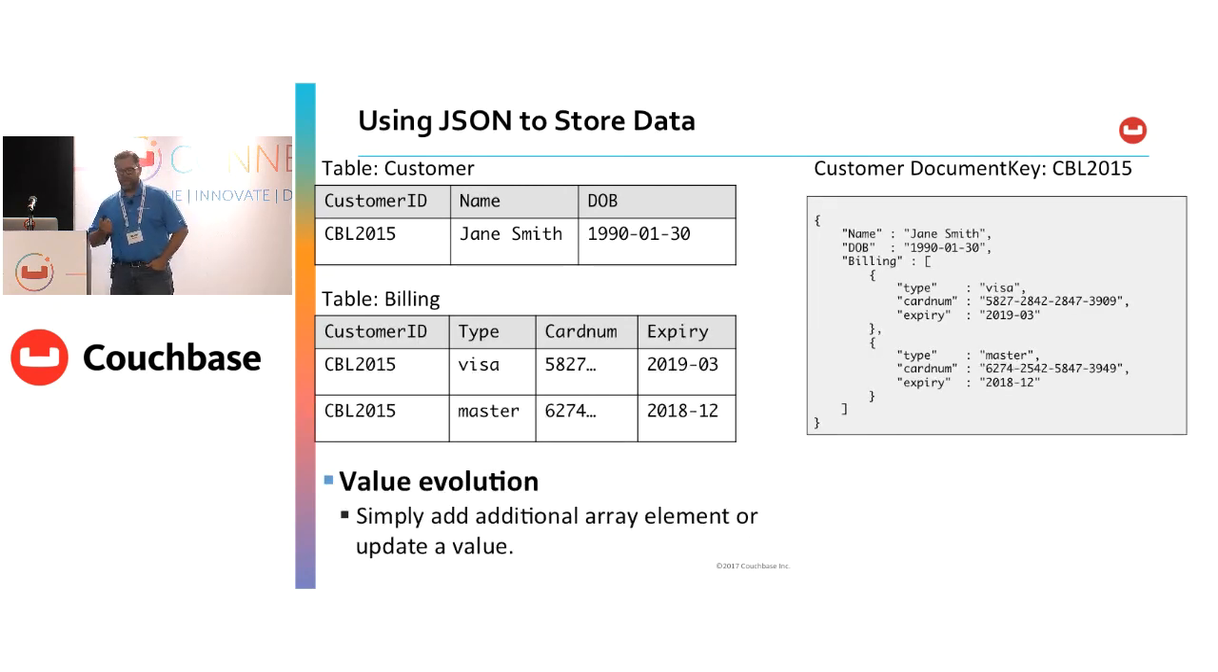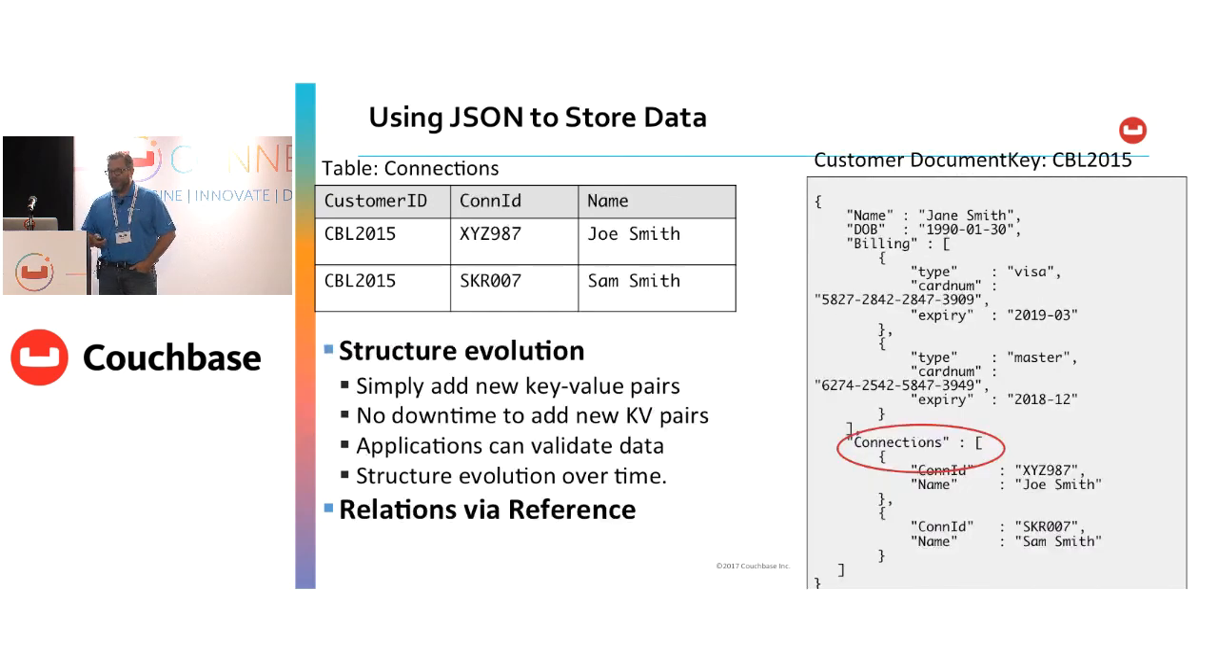Value evolution, right? If I want to update the data, very simple. Key value set, no problem. I can update the data easily with this model. If I want to change the structure, this is one key advantage. I can simply continue to add new key value pairs to my JSON document over time. If I start to track new information about a customer, I can simply add that as a new key value pair inside the JSON document, and there's very, very little impact to the application layer.